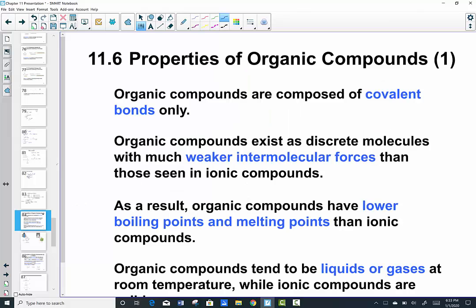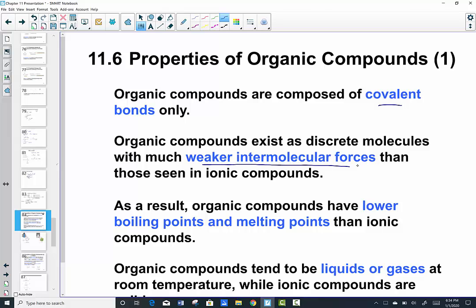In our next topic, we talk about properties of organic compounds in terms of polarity. So organic compounds are composed, we know, of covalent bonds only. There are no ionic bonds. These organic compounds exist as discrete molecules and form intermolecular forces, or intermolecular attractions between molecules, which are weaker than we see in ionic compounds.